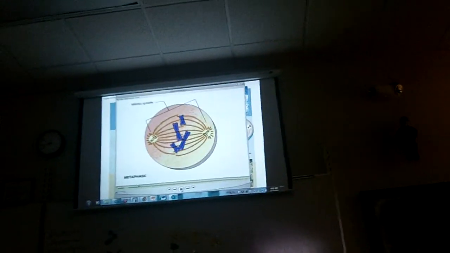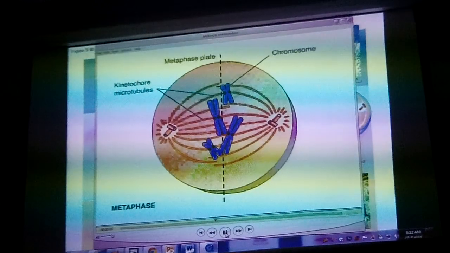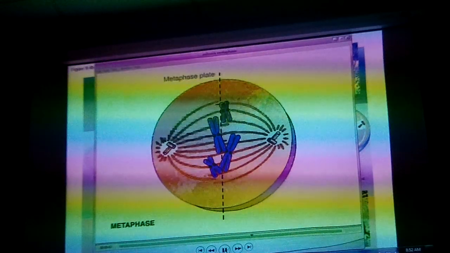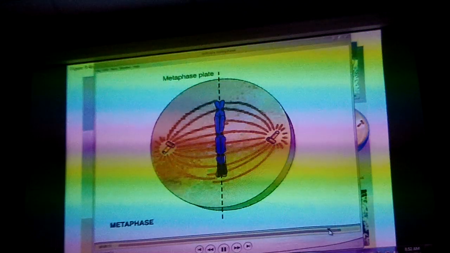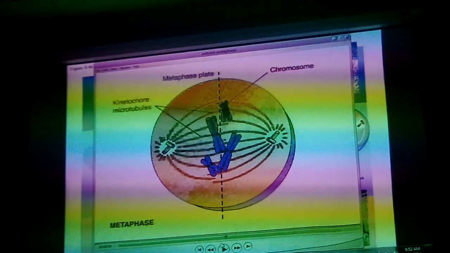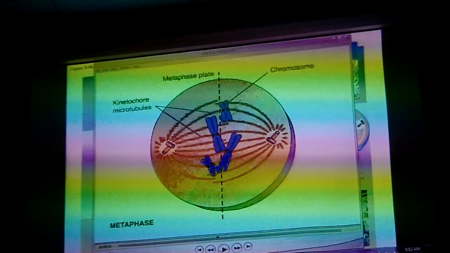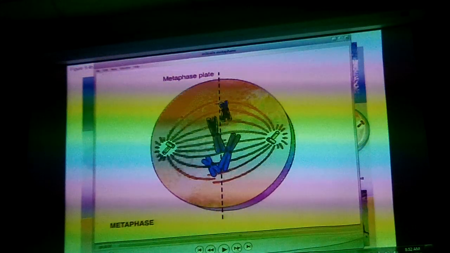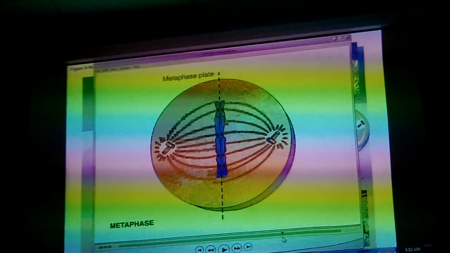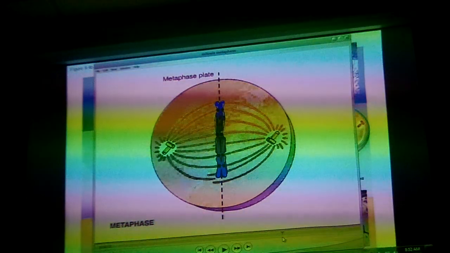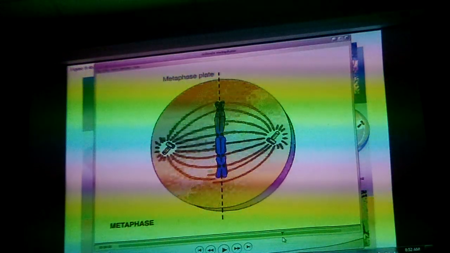At metaphase, the mitotic spindle is fully formed, and the kinetochore microtubules move the chromosomes to the metaphase plate, an imaginary plane equidistant from the poles. So now they're lined up in the middle. You can see this under a microscope. Our microscope, you'll see it. They're all lined up right in the middle. And you go, oh, there's a nice little line.